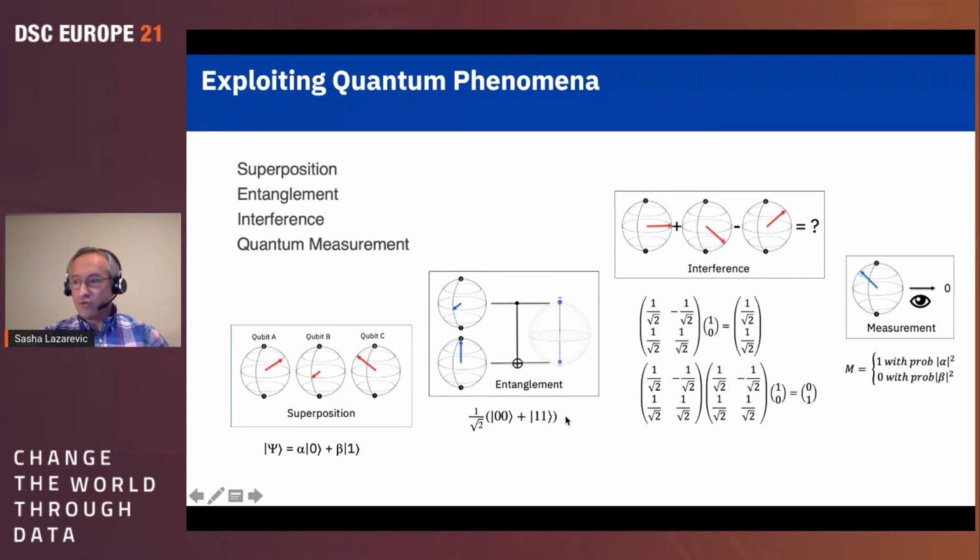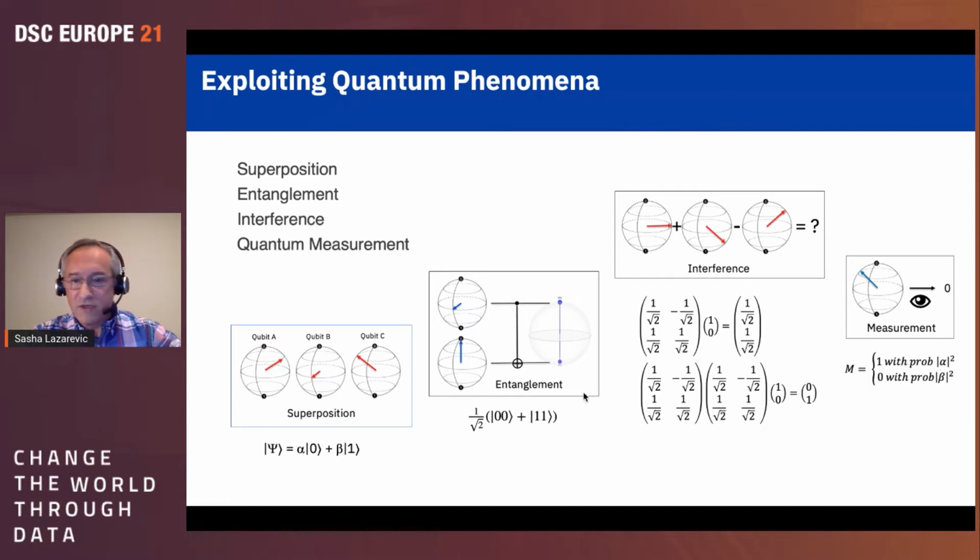Then the next phenomenon is entanglement. We can put two quantum systems in a kind of perfect correlation where even though they are distant from one another, when we manipulate one, then the second one is performing the same kind of behavior. It's following the first one. And this is also a phenomenon that we try to exploit in order to introduce parallelism. So we can manipulate multiple quantum states at the same time.